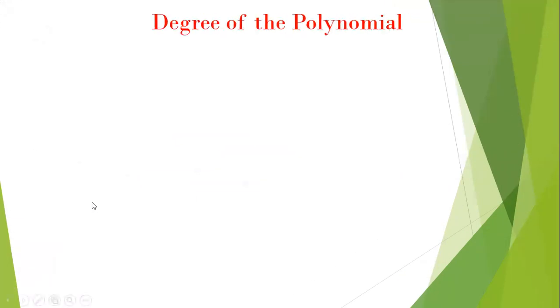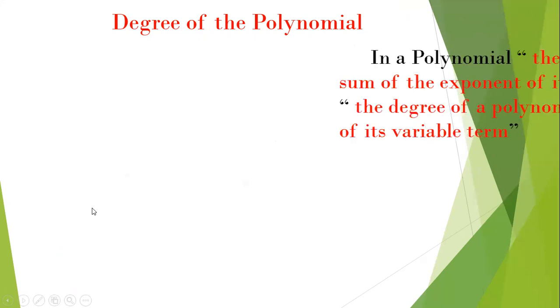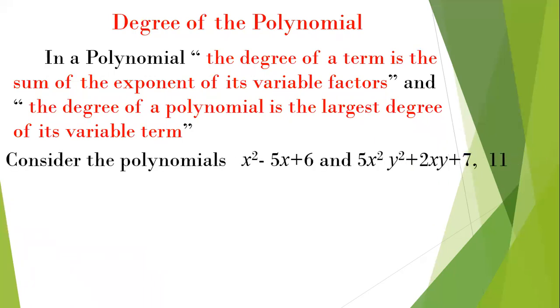Now I will give the degree of the polynomial. Now we are going to learn what the degree of a polynomial is. In a polynomial, the degree of a term is the sum of the exponents of its variable factors, and the degree of the polynomial is the largest degree of its variable terms. I will help you understand this clearly by observing these examples.